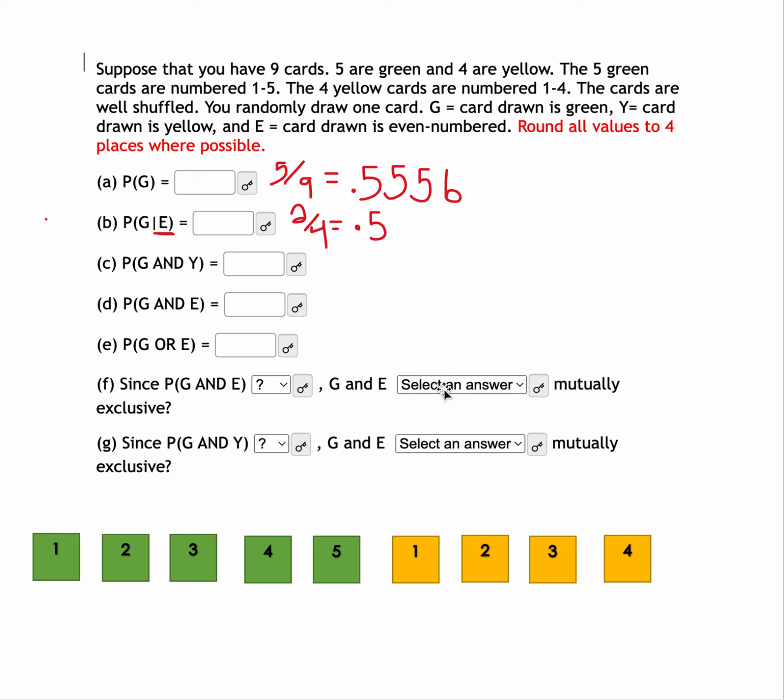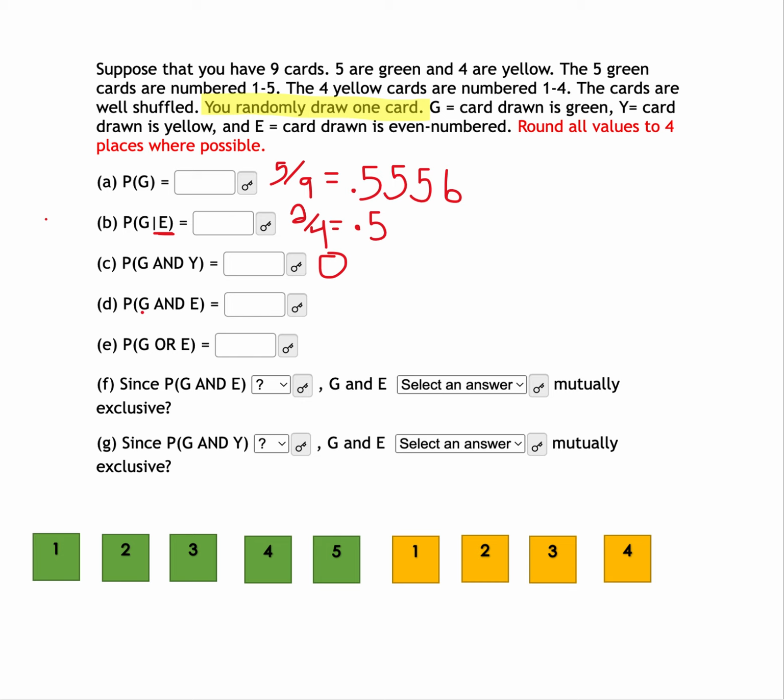Okay, next example, part C. Find the probability that we choose a green card and a yellow card. Since we're only picking 1 card at a time, and it says here in the problem, you randomly draw 1 card, okay? Since we're only drawing 1 card, the probability of picking a green and yellow is 0. It's impossible to pick both a green and yellow card if we're only picking 1. So that would be 0.